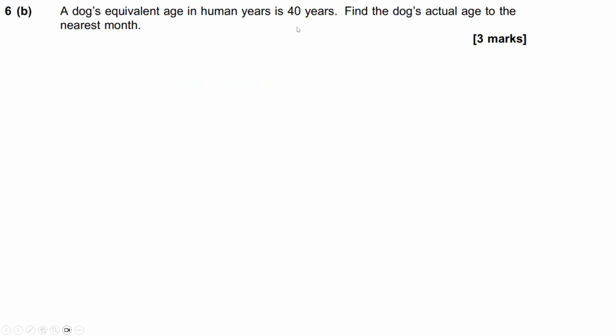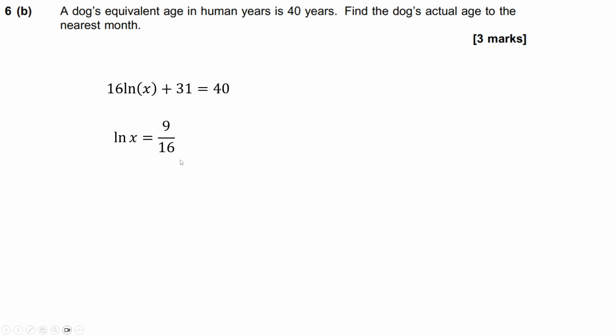A dog's equivalent age in human years is 40. Find the dog's actual age to the nearest month. Okay, so 16 log of x plus 31 equals 40. That's the human years. That's the dog age. We don't know what it is. Take away 31 and then divide by 16.